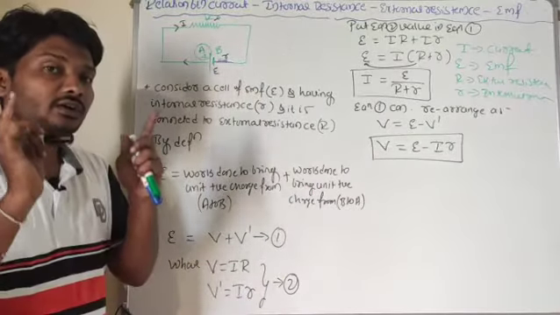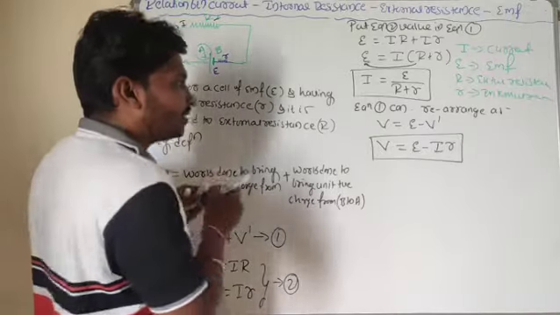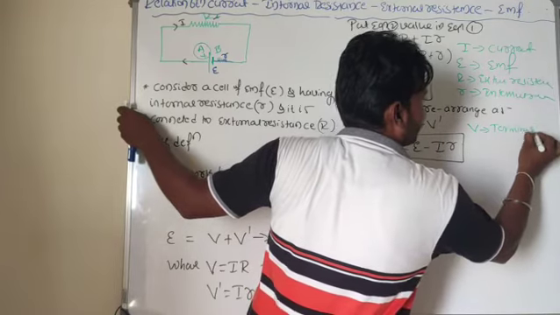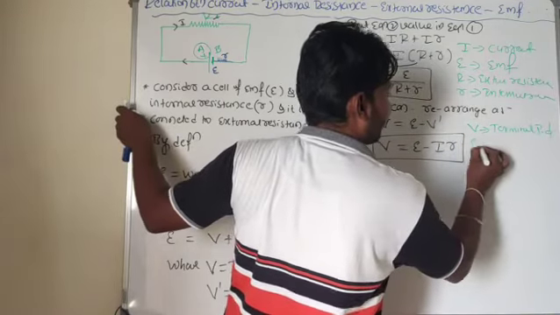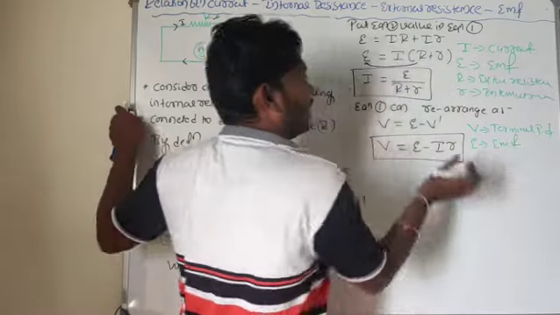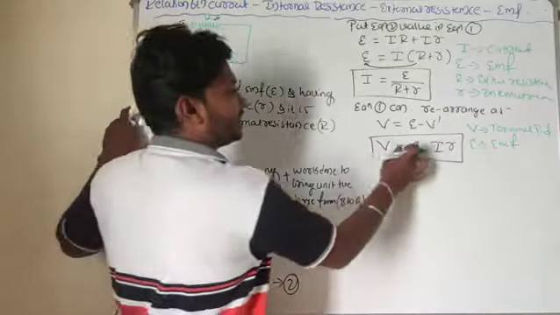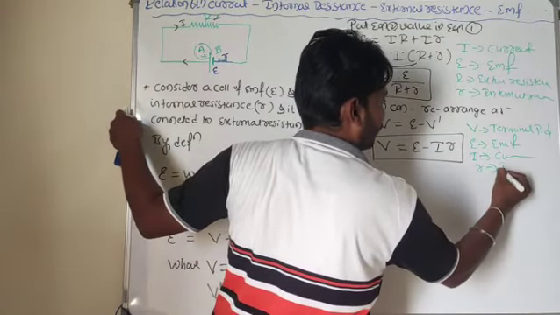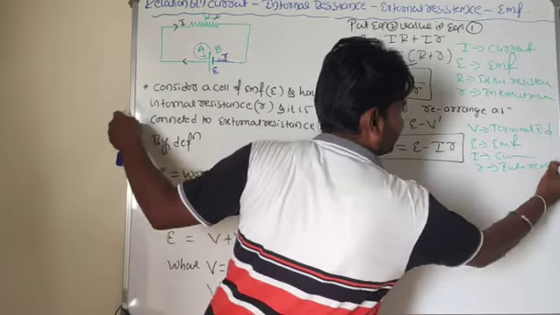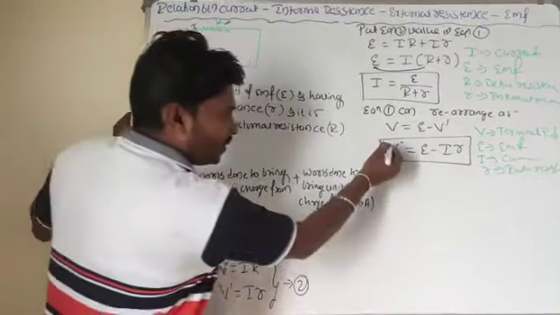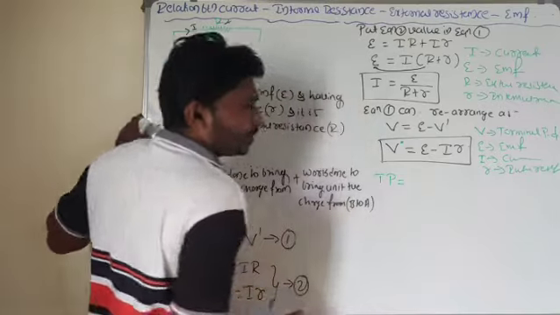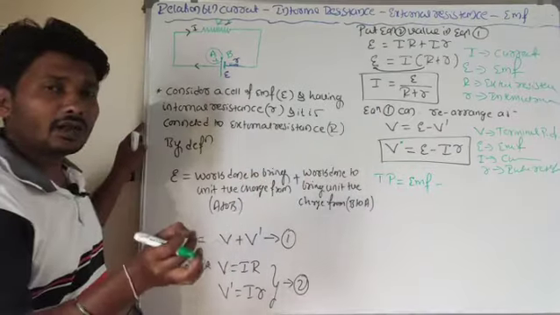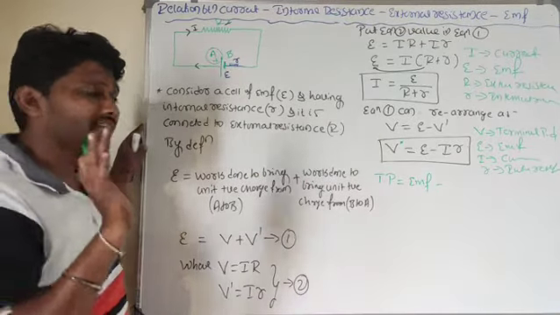Where V refers to the terminal potential difference, whereas E represents the EMF. This is the relation between terminal potential difference and EMF, where I refers to current and small r refers to internal resistance. I into r represents the potential difference across the internal resistance.